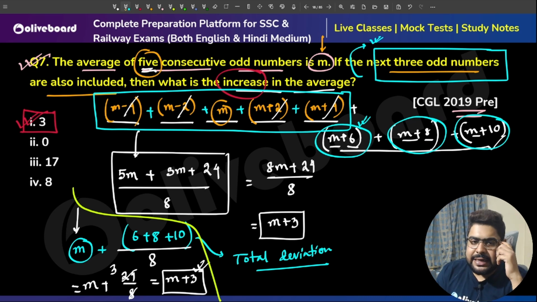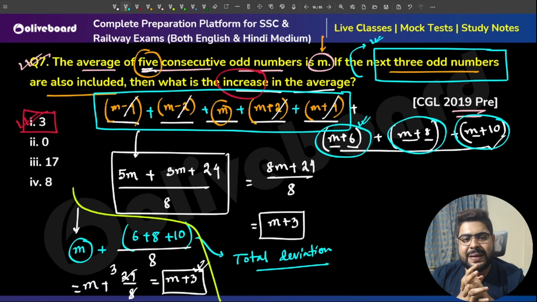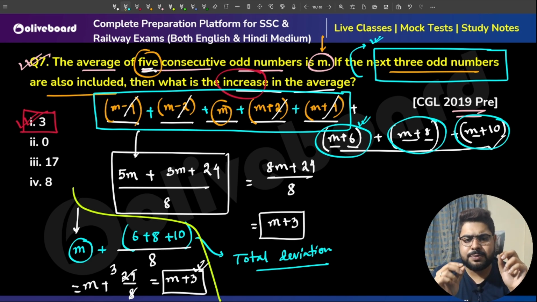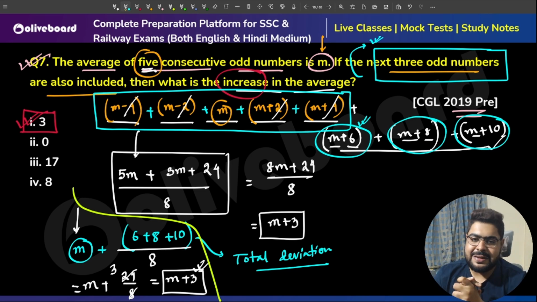CGL actually asked one question on this particular property. I hope this is now 100% clear. So this is how to deal with consecutive numbers in the average. I hope you have understood this. It is a very simple, very short video, but I have tried to cover the whole concept, this very specific, very small concept. I hope it is absolutely clear to everyone.